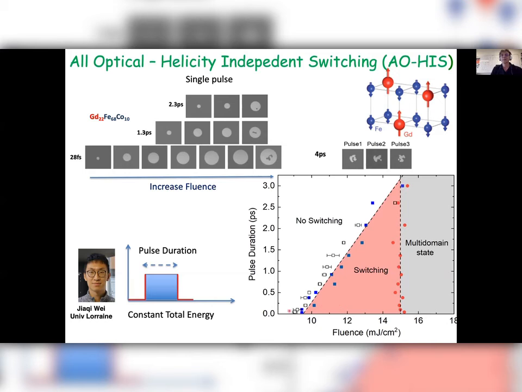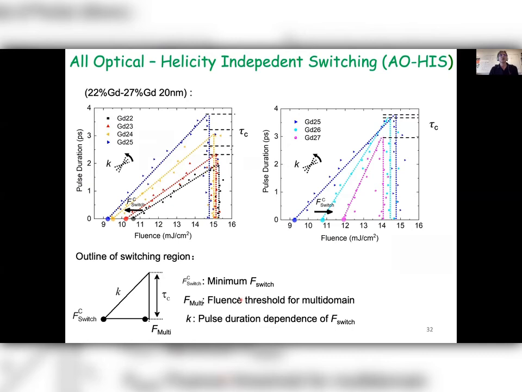If your pulses are around 30 femtoseconds, you see you have a large range of fluence where you do see the switching. Whereas if you have low fluence, there's no switching. If you have fluence that is too high, you have a multi-domain state. So this particular shape of the state diagram, we observe for all the gadolinium iron cobalt that we have studied. And indeed, you see this triangular shape showing the state diagram, pulse duration as a function of fluence, and this area in the triangle is the area that is switching.